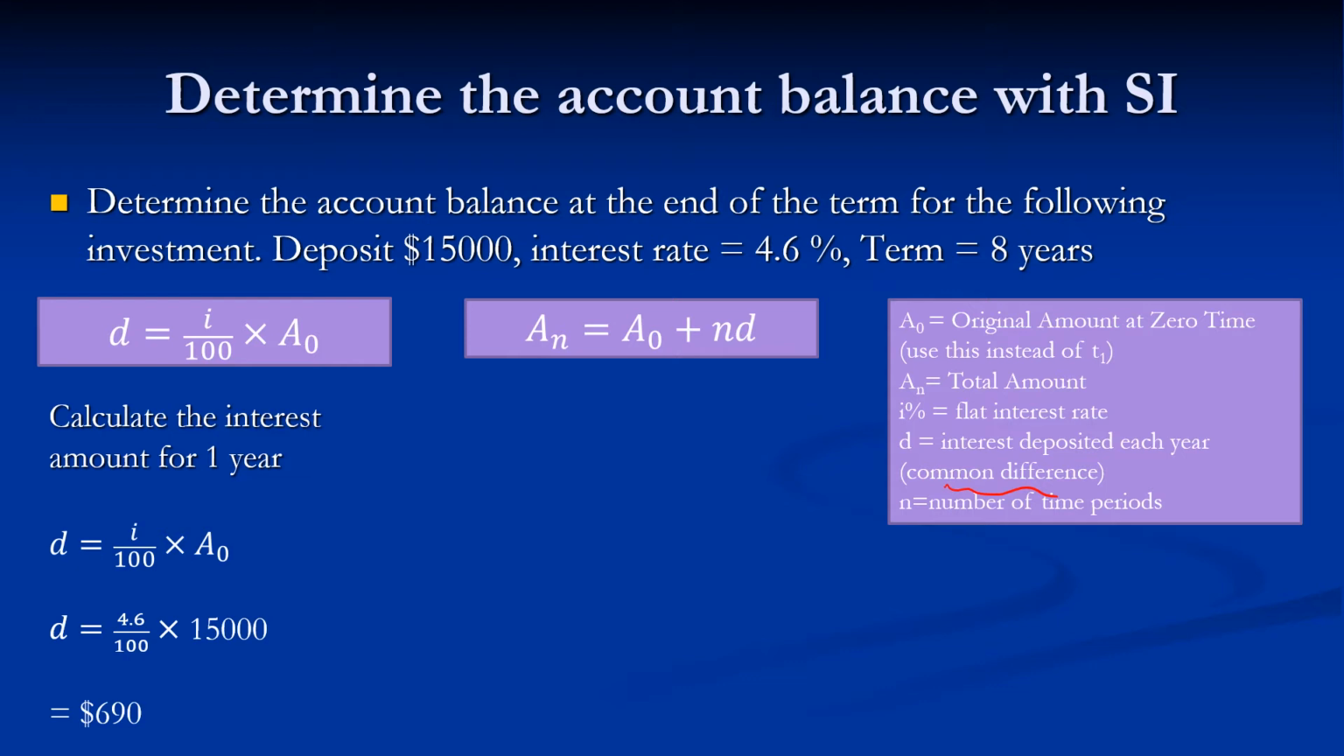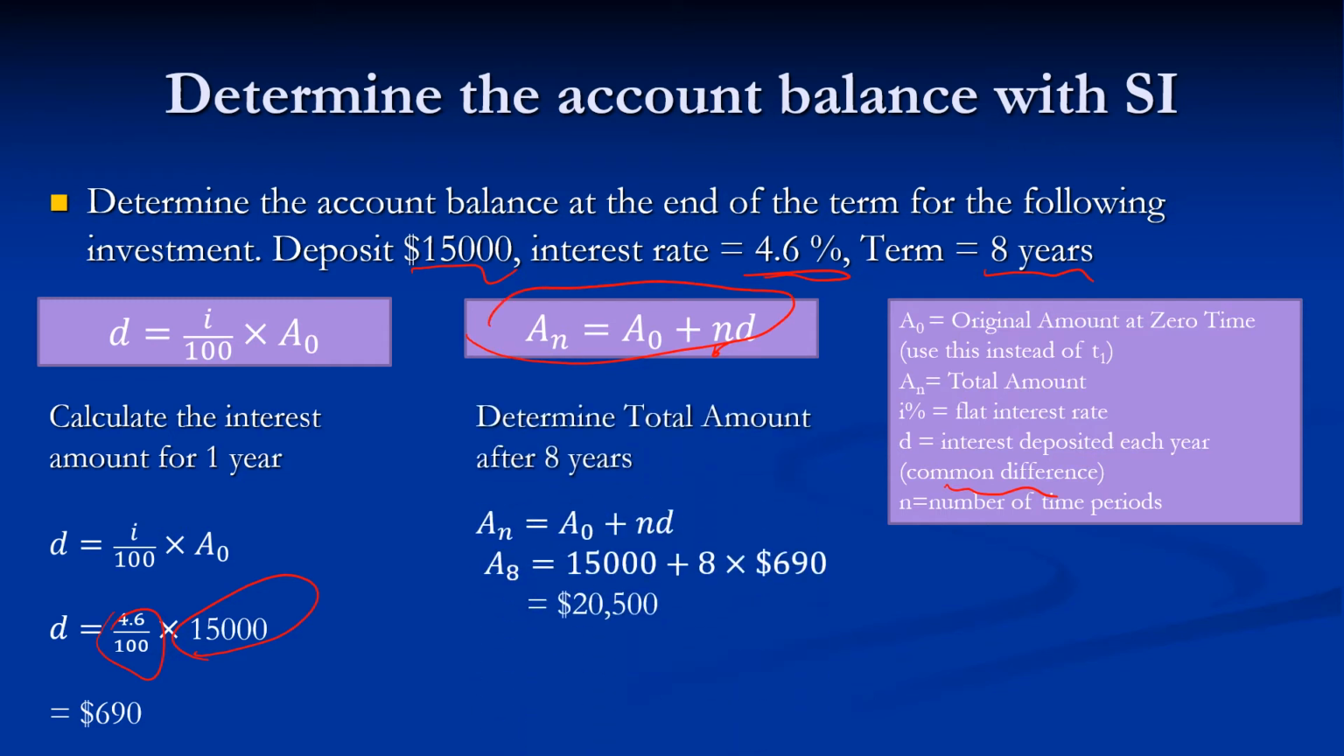So D is still D, similar to your previous formula, and n is still n, but we've just changed it up a little. First of all, let's calculate the interest amount for 1 year. 4.6% of the original amount is going to be $690 deposited per year into the account. And we're going to do this for 8 years. So we just have to think about how we express that, and we do that using this formula here.